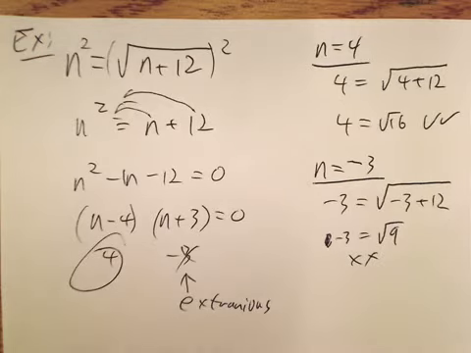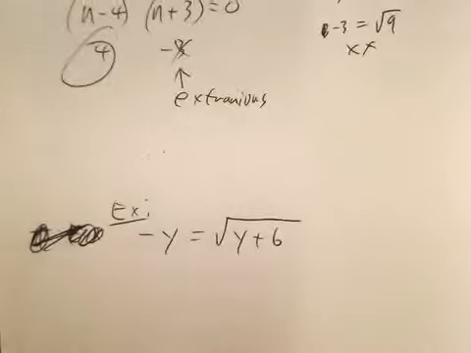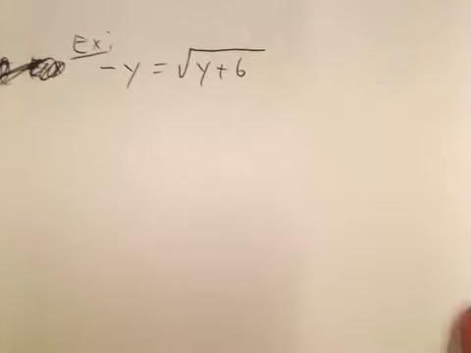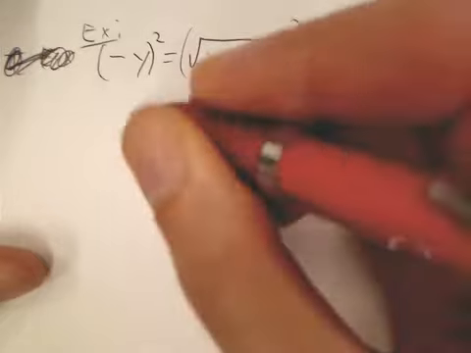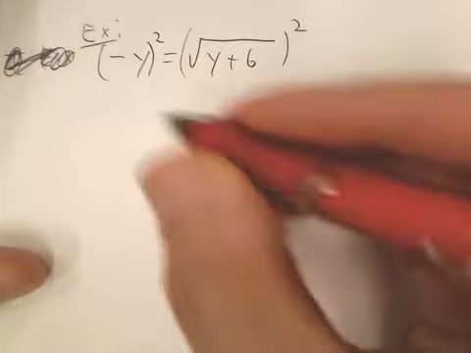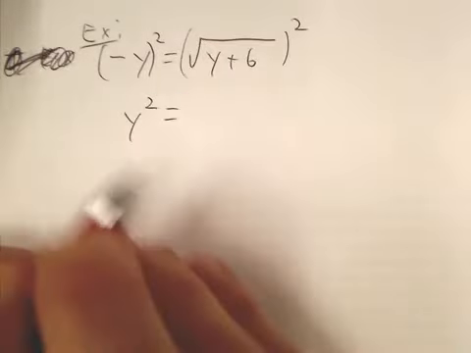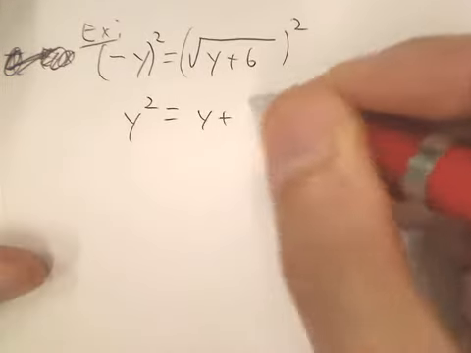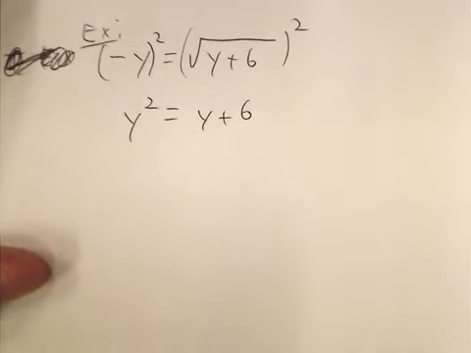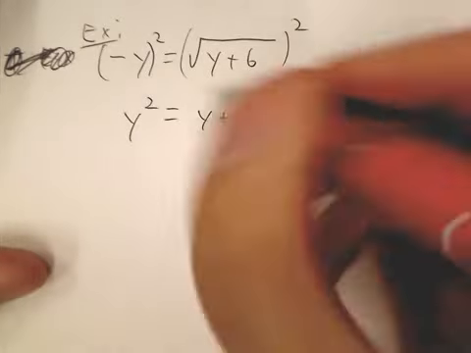Okay, I have another one like this that we're going to do together. Maybe I'll pause this and let you work ahead of me a little bit. Let's go ahead and get started. Okay, I'm going to start by squaring both sides. And when I do that, negative y times negative y is y squared, because negative times negative is positive. I didn't need to get rid of that. And that square root will go away. Okay, let's move everything over again.